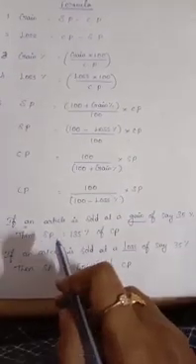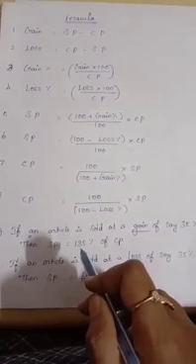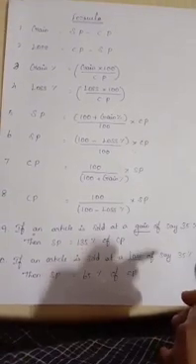If an article is sold at a gain of, say, 35%, then SP equals 135% of CP. Gain values get 135%, that is 100 added. If an article is sold at a loss of, say, 35%, then SP equals 65% of CP.